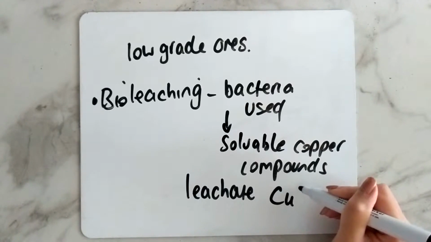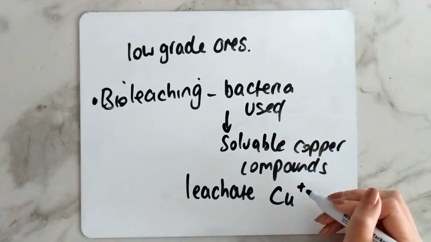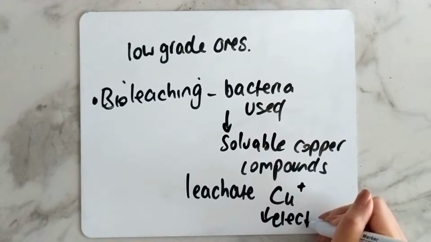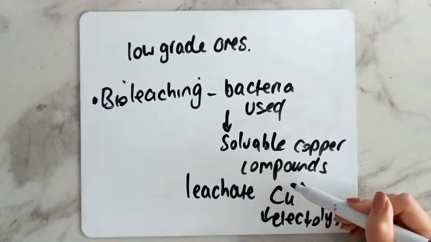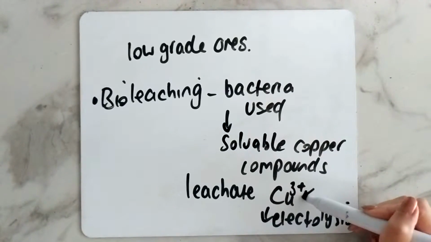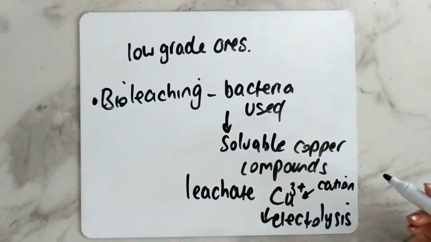So copper ions are made in this process, and then you can use electrolysis in order to gain that copper. Now copper, I think, is 2+ or 3+, but it's a positive ion, so it's a cation, and the cations go to the negative electrode and gain electrons in order to form the pure copper metal. So that's one way, that's bioleaching.